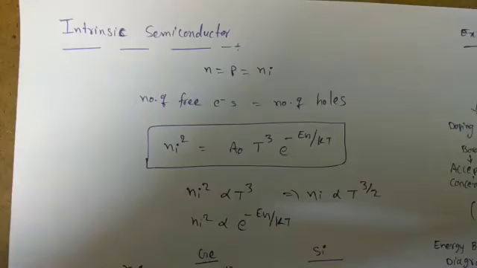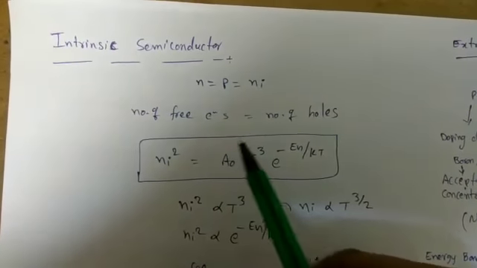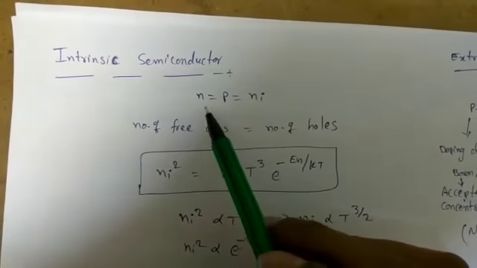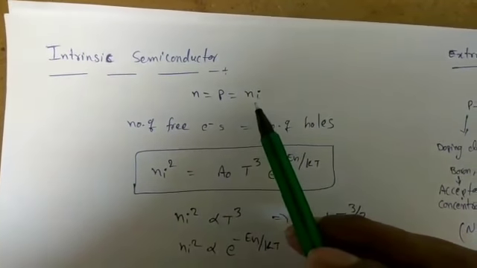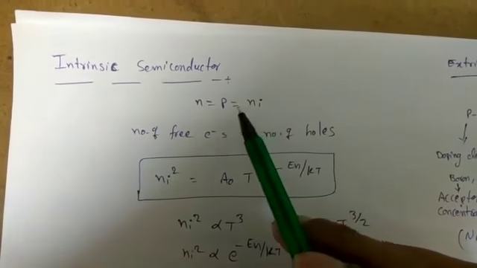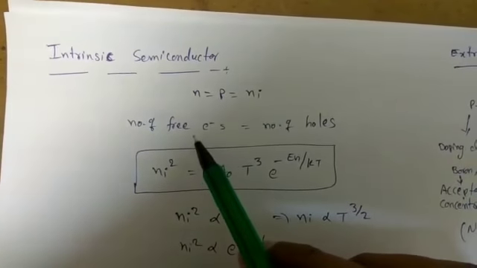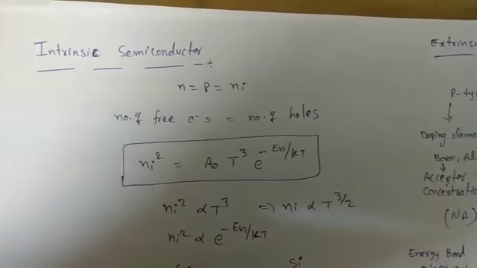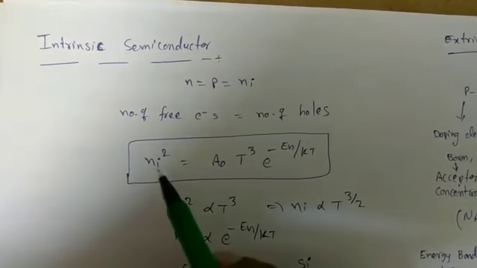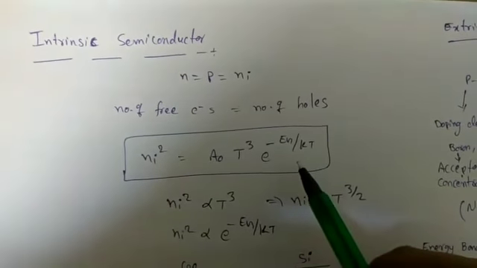Extrinsic semiconductor, some basics. In an intrinsic semiconductor, generally the number of free electrons will be equal to the number of holes, right? So it is represented by n = p = ni. ni is called the intrinsic concentration, which is equal to the number of holes, which is equal to the number of free electrons, right? So what is the relationship between this, the energy gap and temperature? ni square is equal to A0 into T cube into e power minus Eg by kT.